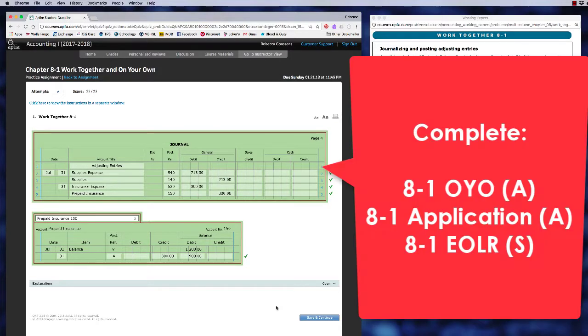At this time, you need to complete the 8-1 on your own and the 8-1 application problem, both of which are on Aplia, and then you can go ahead and do the 8-1 EOLR on Schoology.